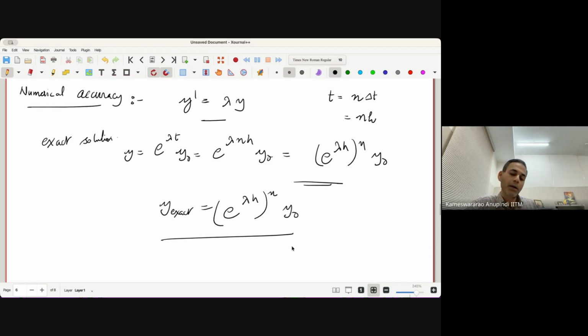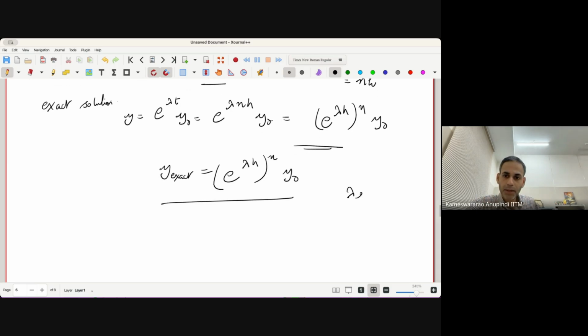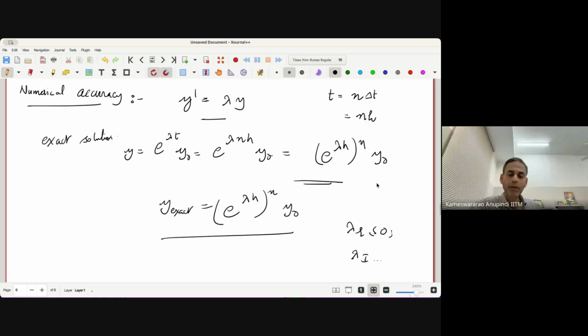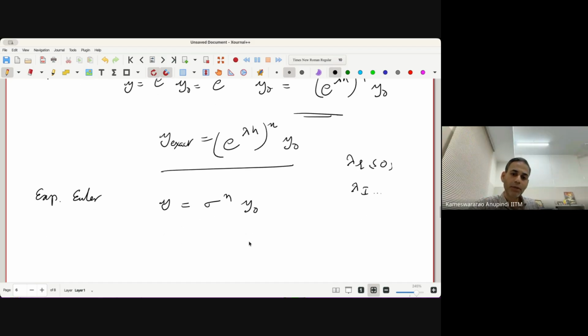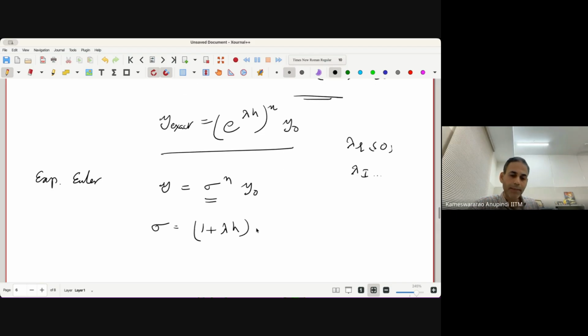Okay, we realize that again here lambda r is less than or equal to 0, and then there can be any value of lambda i, right? That's what we have. But when we look at the explicit Euler method, we have written y equal to sigma to the power n times y naught, right? That's what we have written, where our sigma in the explicit Euler method was 1 plus lambda h. Okay, I think you can recall, just now we have done it. So sigma is equal to 1 plus lambda h.